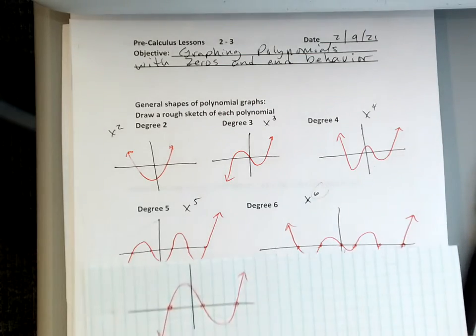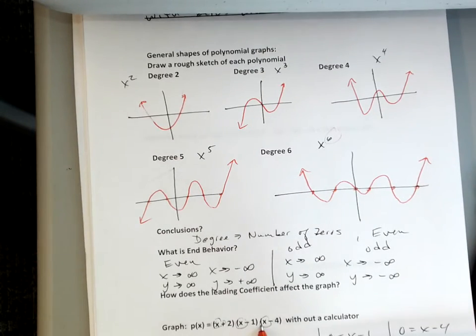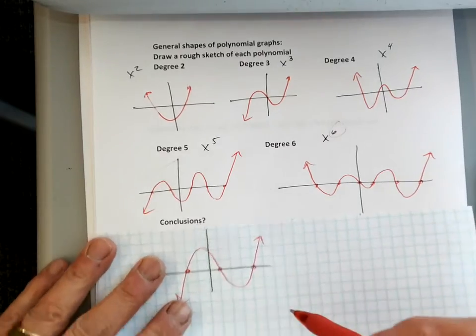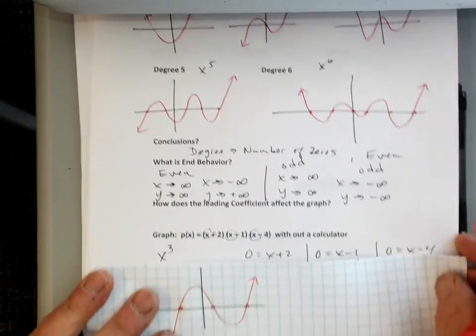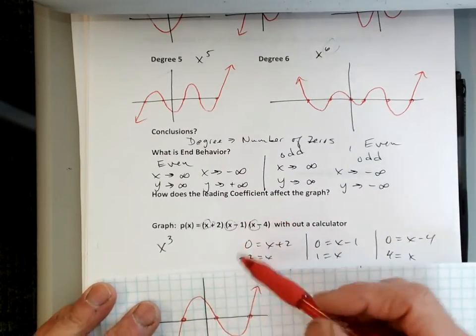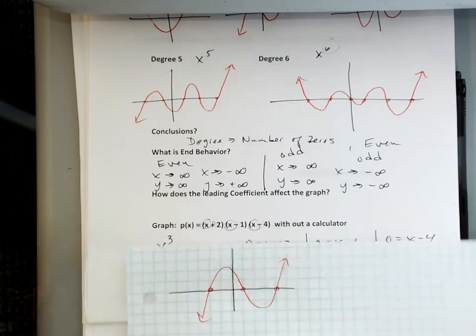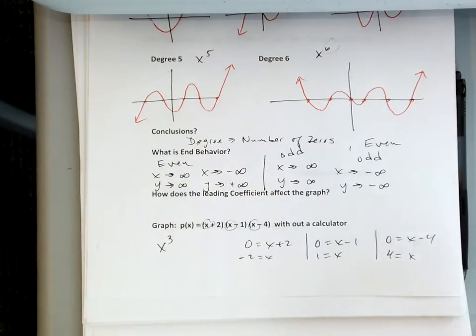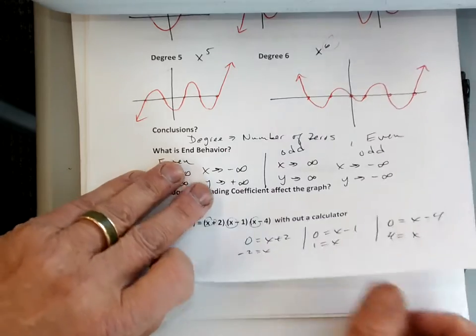If we would have had a negative x cubed, like if one of these had been negative, it would have just been upside down. Does that make sense? If we'd gotten a negative x cubed, it would have just been upside down. Okay, pretty simple. Let's turn the page, okay?